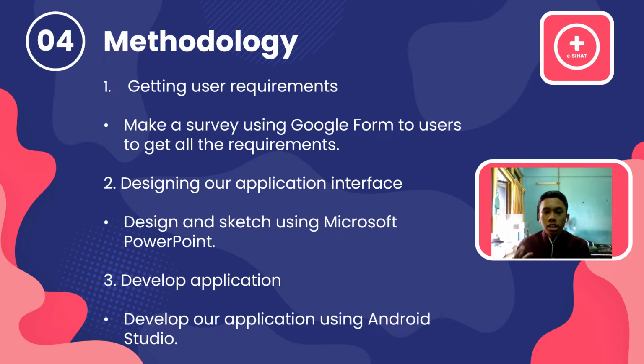First, getting user requirements. Firstly, our group made a survey using Google Form to the users of our e-SIHAT app, to get all the requirements needed to add in our application. Secondly, we design our application interface, which we design and sketch using Microsoft PowerPoint so that we know what we want to design in this e-SIHAT app. And thirdly, we develop the application. We develop e-SIHAT using Android Studio software so that it is easy to design and to add more features.